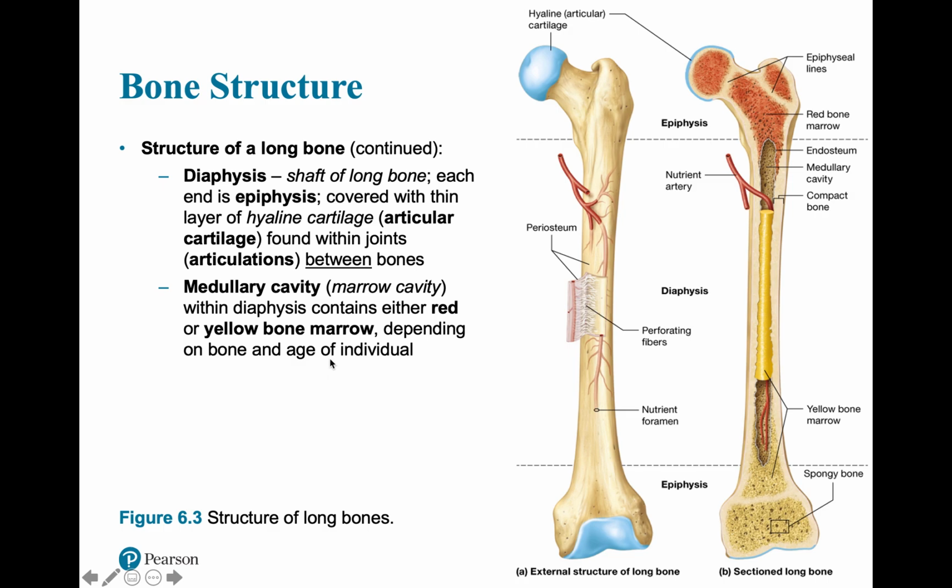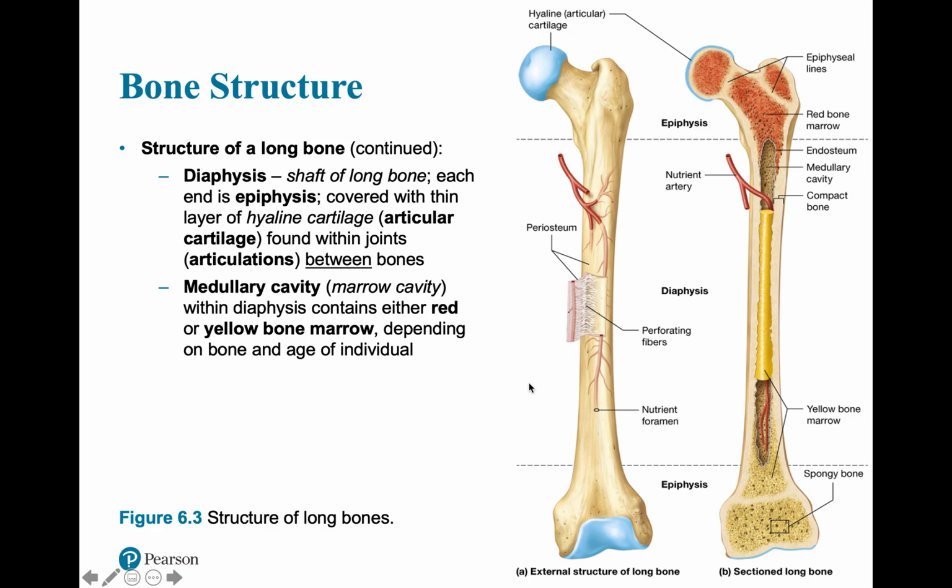All right. Now, the medullary cavity within the diaphysis, this carved out portion of the shaft, is called the medullary cavity, and it can contain either red or yellow bone marrow depending on the bone and age of the individual.